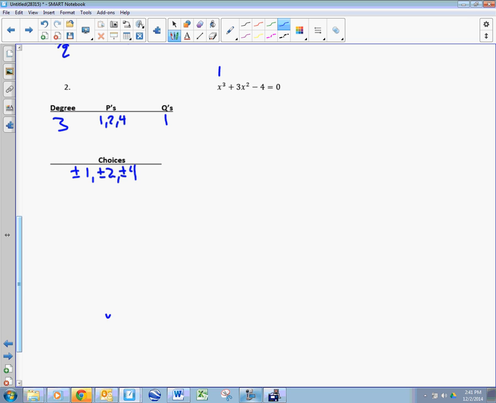1 to the third is 1, plus 3 times 1 squared is 3, minus 4. What does that give you? 0. So 1 is a solution. So what's a factor going to be? X minus 1 times something. We don't know what that something is until we take our original polynomial and divide it by its known factor. So 1 goes into 1, 3, 0, -4.